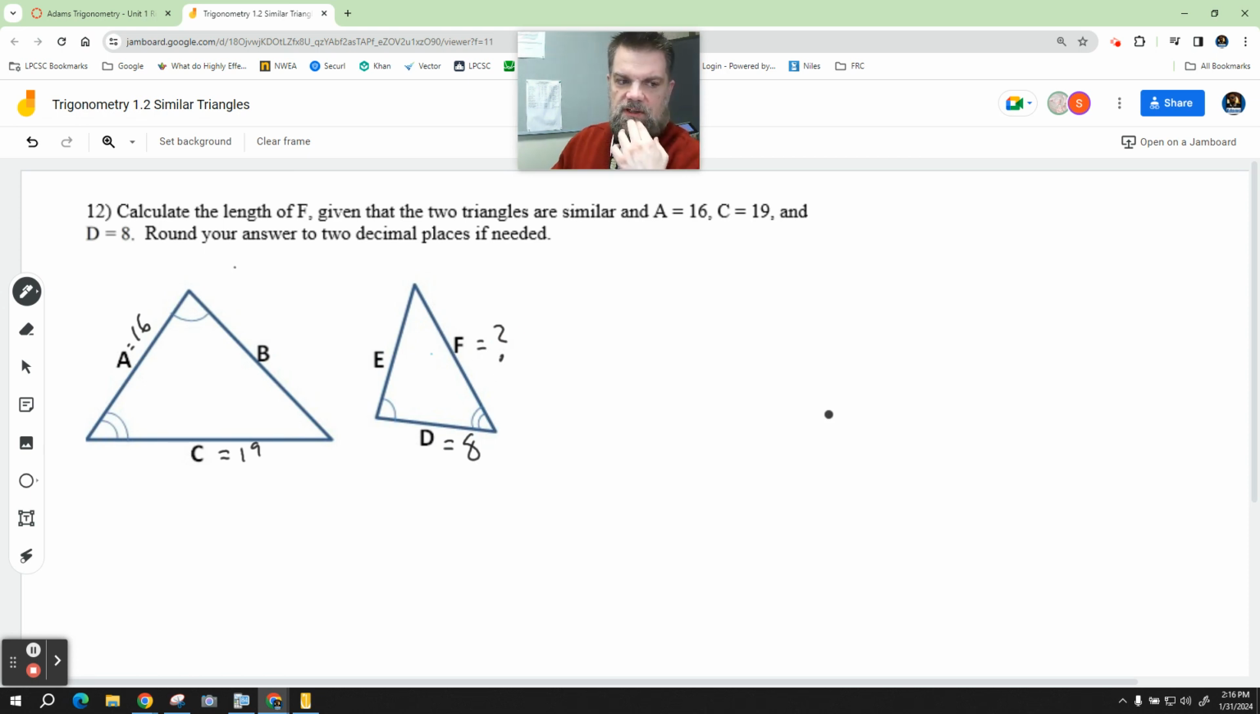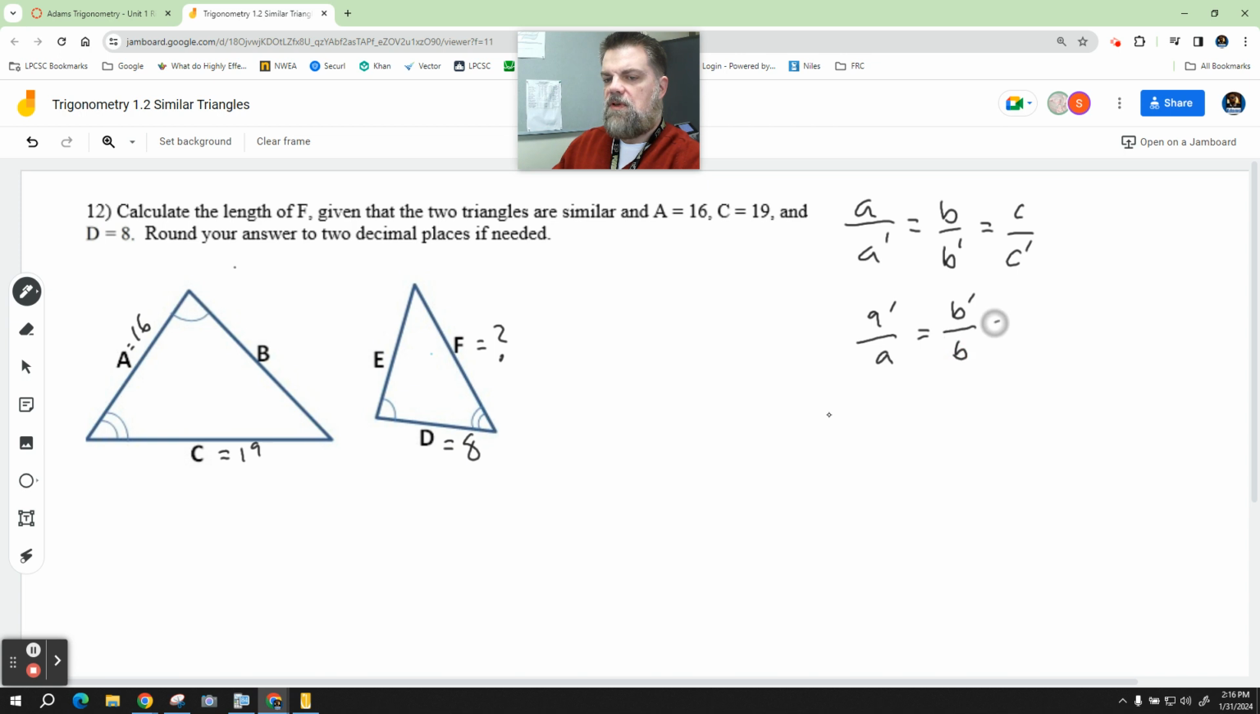So this is a tricky one because we have to figure out what corresponds with what. So we're going to use this property. Remember this one we wrote down, like A over A prime is B over B prime, all that stuff, they all equal. And truth be told, you could do it the other way too. In other words, I could say A prime over A equals B prime over B, as long as you have all the primes on one side.